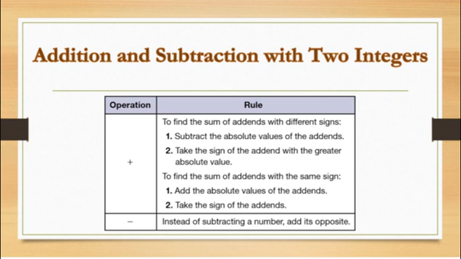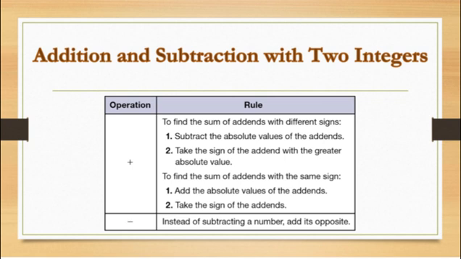But when we subtract here, instead of subtracting a number, you're going to add its opposite. So it's a lot easier to add than it is to subtract. And so you just change the subtraction sign to an addition and do its opposite. So if it was 4 minus 5, that would really mean saying 4.